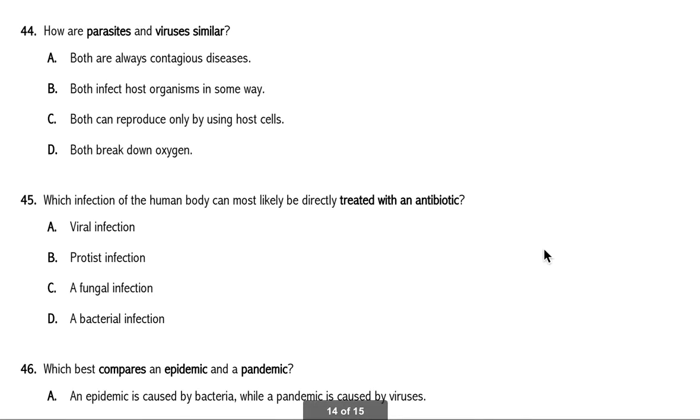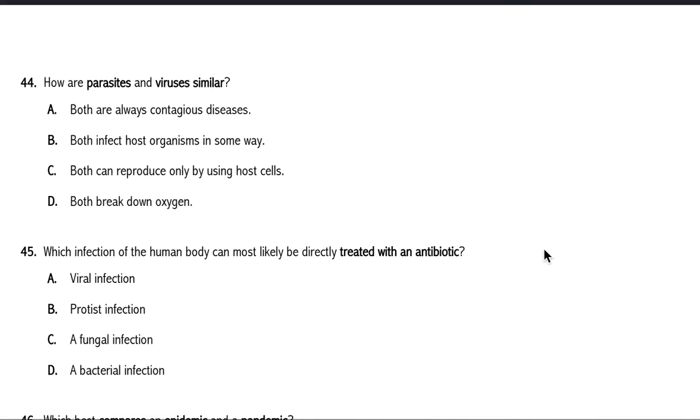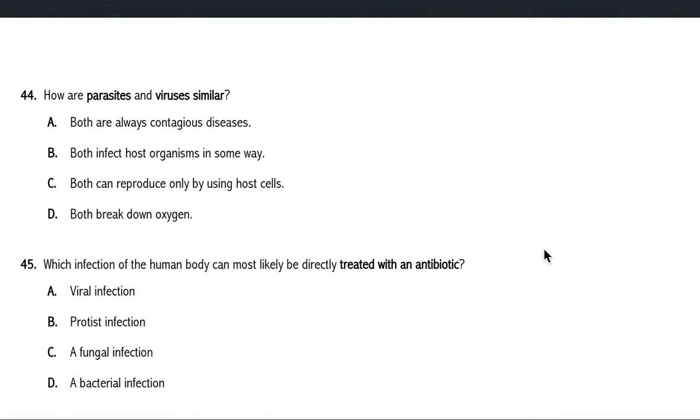Question 44. How are parasites and viruses similar? A. Both are always contagious diseases. B. Both infect host organisms in some way. C. Both can reproduce only by using host cells. D. Both break down oxygen.